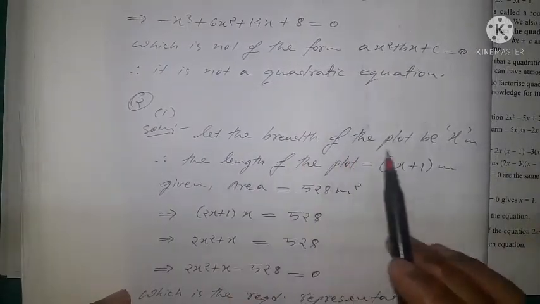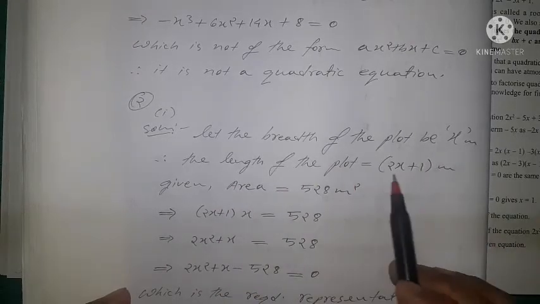Let the breadth of the plot be x. Therefore the length is twice x plus 1, as it is given that the length of the plot is 1 more than twice its breadth. If the breadth is x, then 1 more than twice its breadth means 2x plus 1. So if the breadth is x, then the length is 2x plus 1.